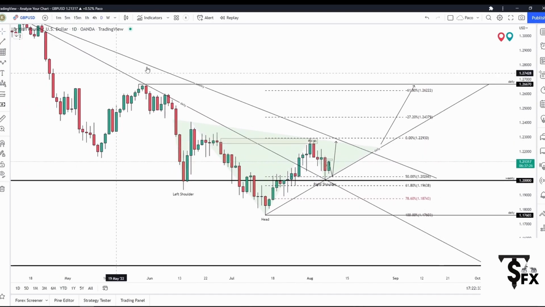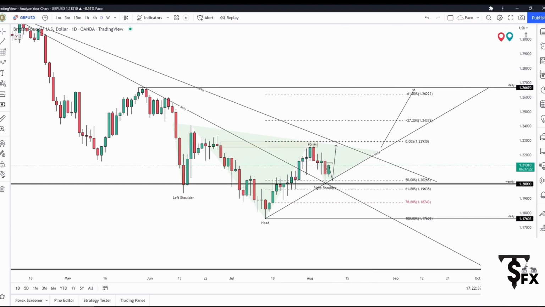This is for pound dollar. This is our opinion. Now let's move to the next currency pair.